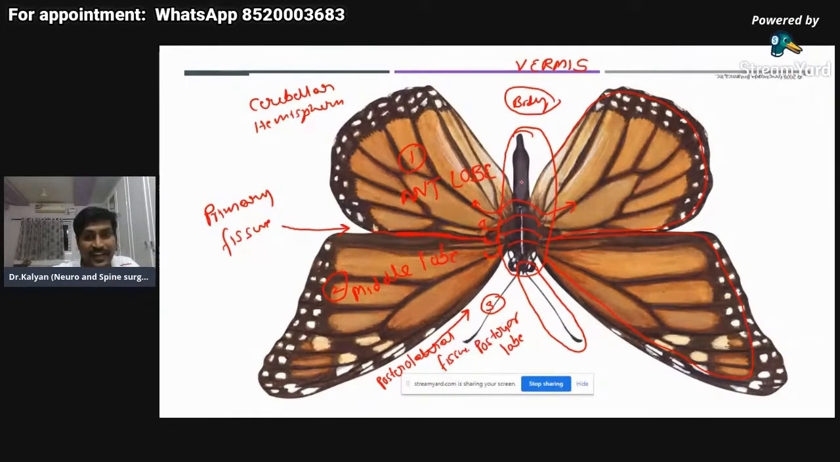Majority of you were able to identify the vermis. Second, identify the three lobes of the cerebellum. Lobe number 1 is the anterior lobe. Lobe number 2 is the middle lobe. And lobe number 3 is the posterior lobe. Remember, this antenna of the butterfly along with the head forms the posterior lobe. Next, try to identify the fissures. This is the primary fissure, which separates the anterior lobe from the middle lobe. And this is the posterolateral fissure, which separates the middle lobe from the posterior lobe.